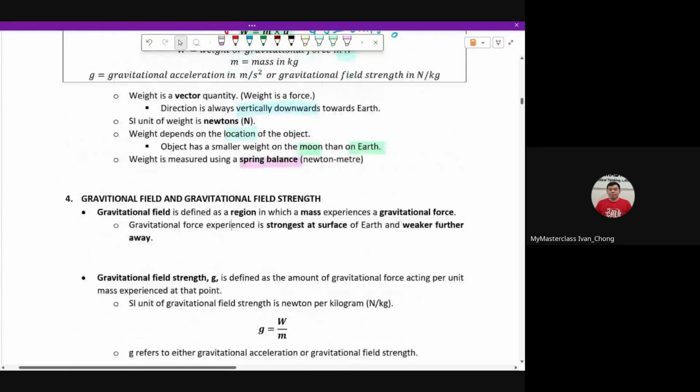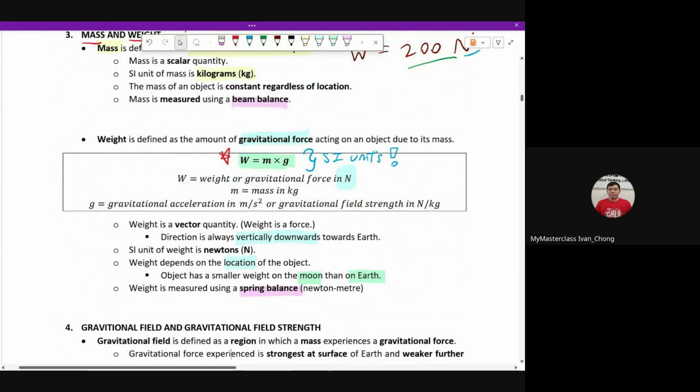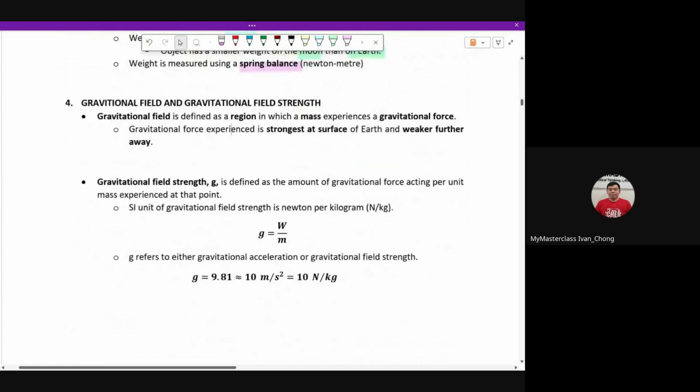Now, just now if you notice, we actually talk about your g. What exactly is this g over here? Now, g is this. Okay? So just now we learned that W is m times g. So what is g? g, when you move it over, is W divided by m. So what exactly is W? W is your gravitational force, correct?